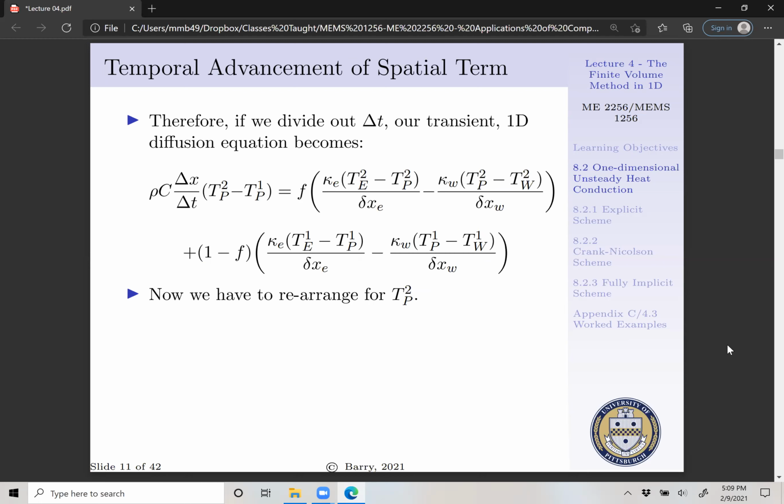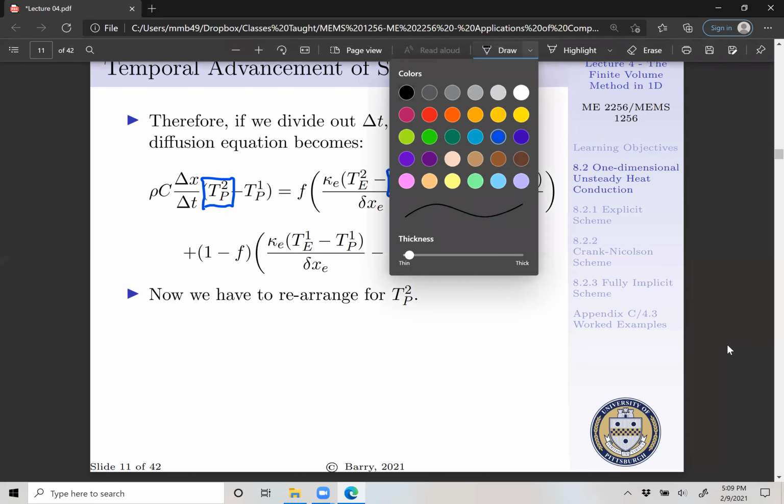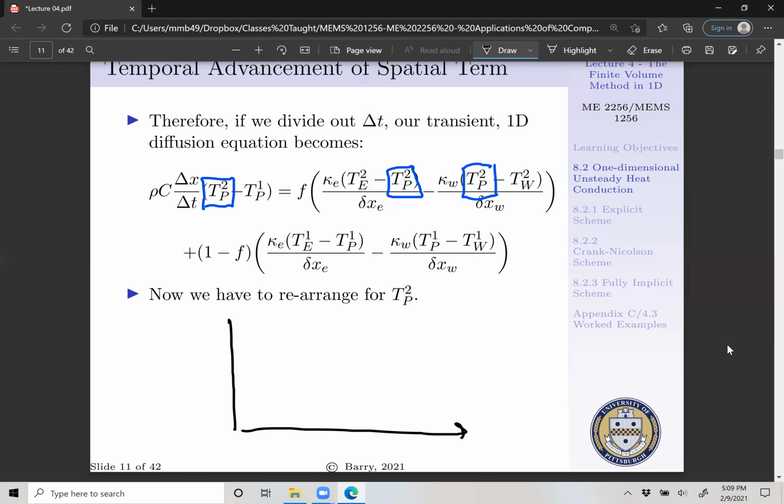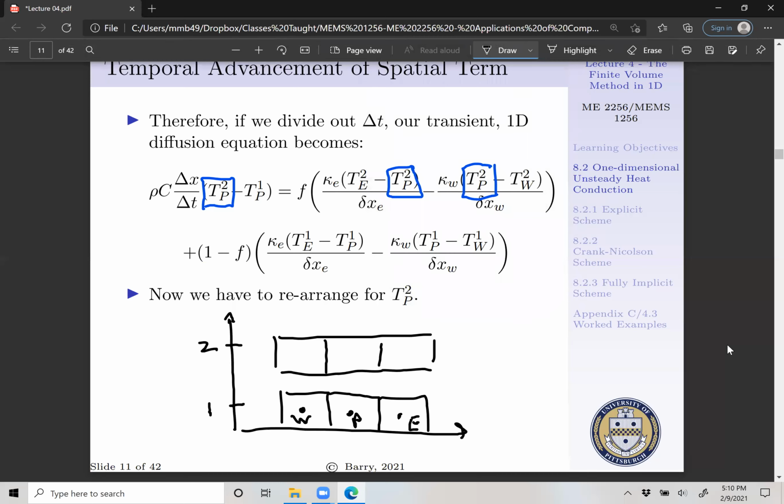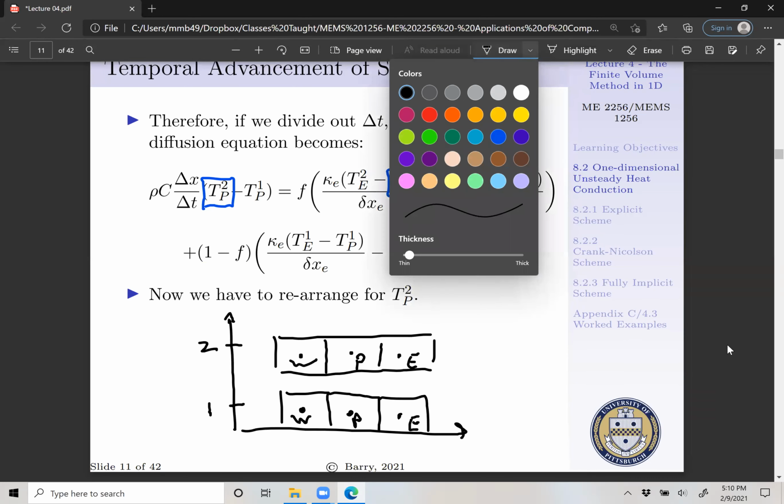So it is our interest to solve for our temperature in our center cell at our next time step. Because think about it this way. Let's draw out what this equation is telling us. We have our 3 control volumes: west, centered, and east. This is time step 1. I'll call this guy time step 2. And I'll leave a little bit of a space in here. P, east, west. So let's run through a hypothetical.